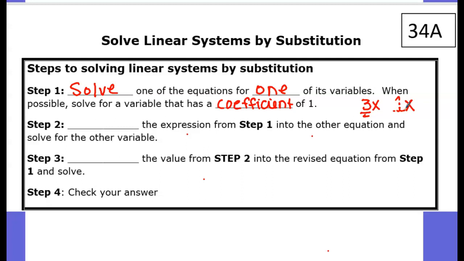So step 2, we're then going to substitute the expression from step 1 into the other equation and solve for the other variable. So we're going to substitute in the expression from step 1 into the other equation. And then step 3, we're going to substitute the value from step 2 into the revised equation from step 1 and solve. And then, of course, we're always going to check our answer. Now, this should make it a little easier when we do an example.